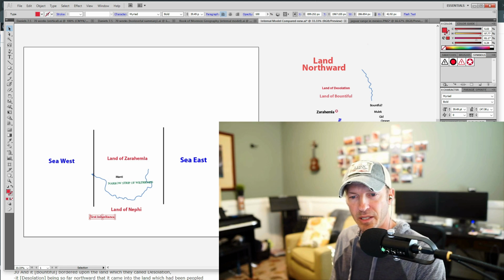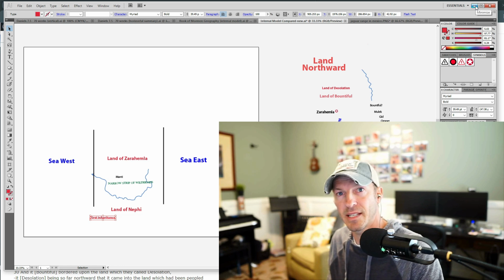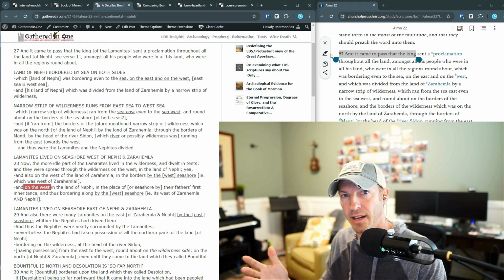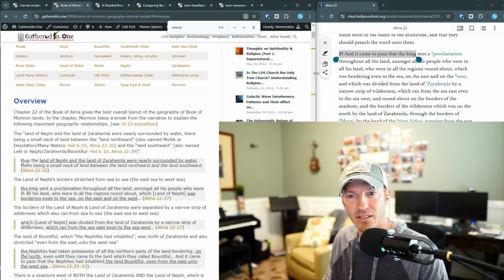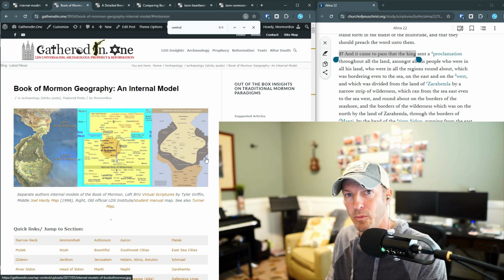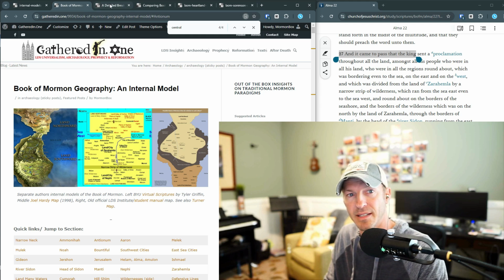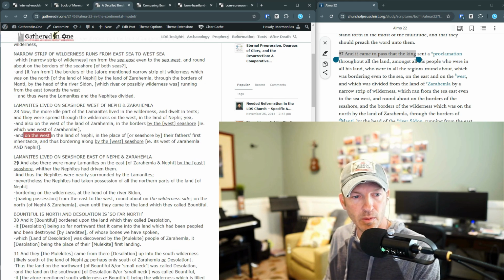Okay, so let's keep going and see what else we find. But I hope that we're really clear on these seashores because it is unmistakable. You can't have it any other way. That's why all the internal models are so consistent. And once again, I'm just going to go back so that you can see these different internal models, and why they are shaping up to look like what we're drawing. It's because of this chapter. You can't get away from that West Sea and that East Sea and the narrow strip of wilderness and Manti. On with the story. Okay, so 29.